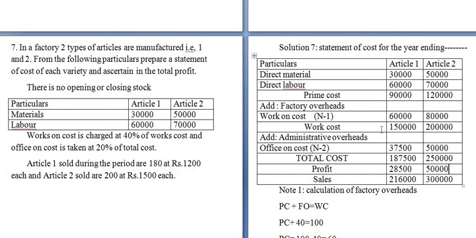Okay, so always remember, if they have given factory overheads on work cost, it means you will have to assume that work cost will be 100 and your factory overheads will be whatever percentage they have given, and prime cost, because prime cost plus factory overheads is equal to work cost. So this formula you will have to remember. If you know the format, then easily you can find this. Okay, hope this problem is clear to you all.